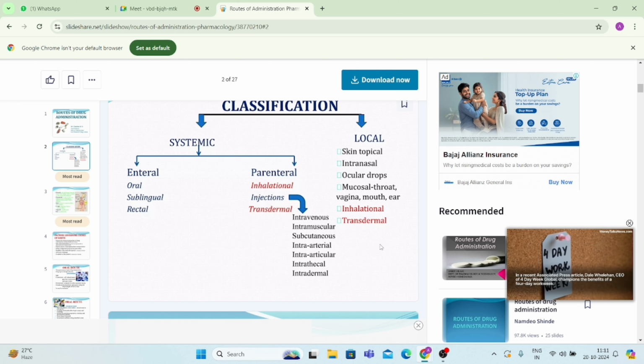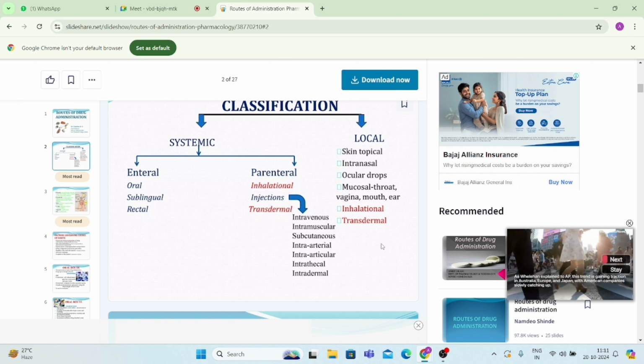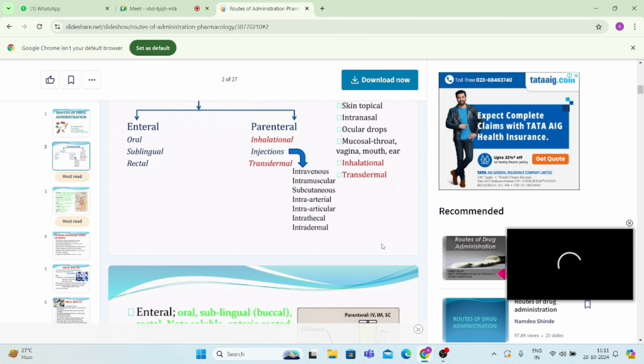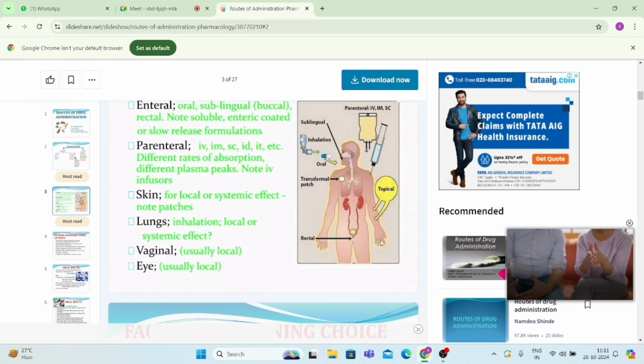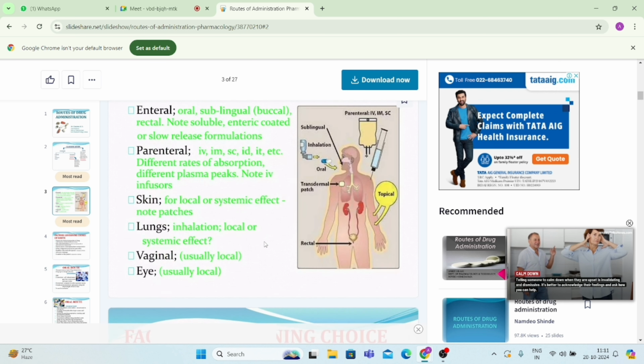And you may wonder how the drug will be entering into the skin through the transdermal patches. It is through the pores on the skin, which will be absorbing the drug from the transdermal patches and giving the relief. Okay, now let us see what are these internal, parenteral, skin. Already I told you like internal, parenteral, you have different ones. Usually local.